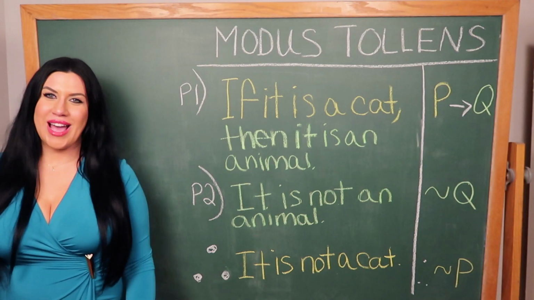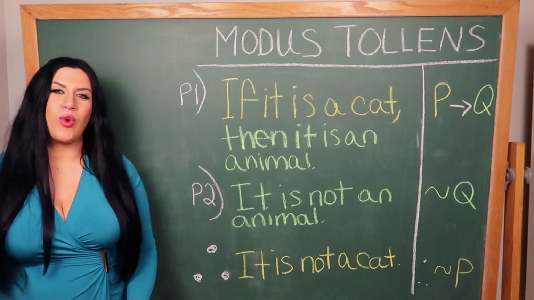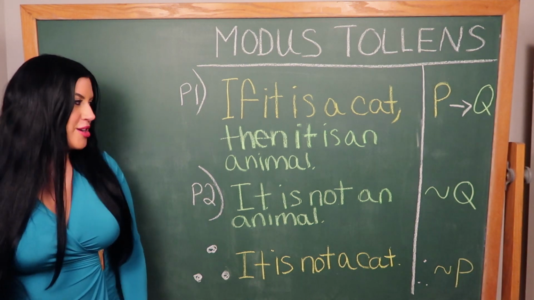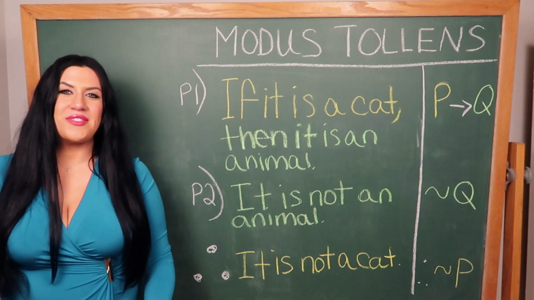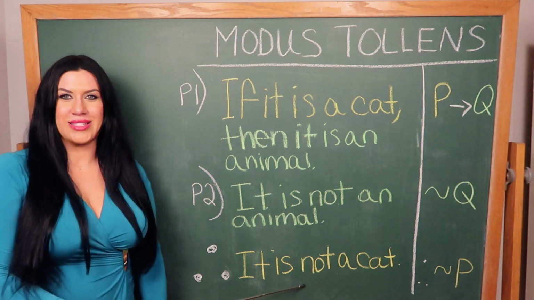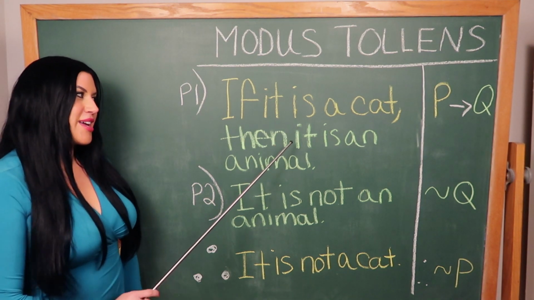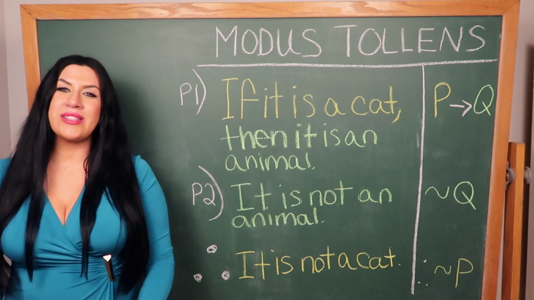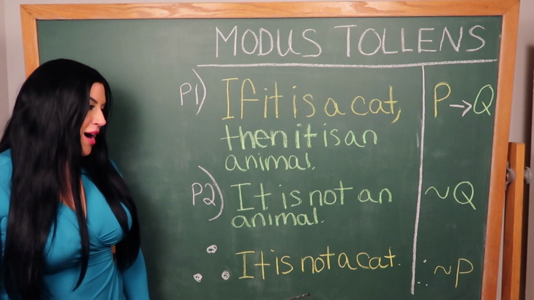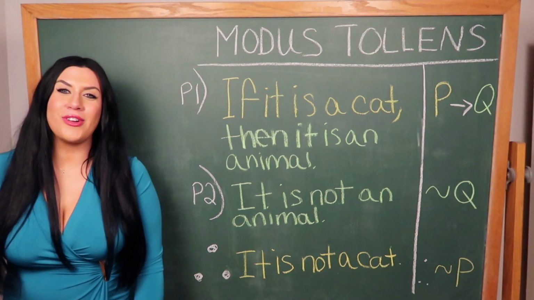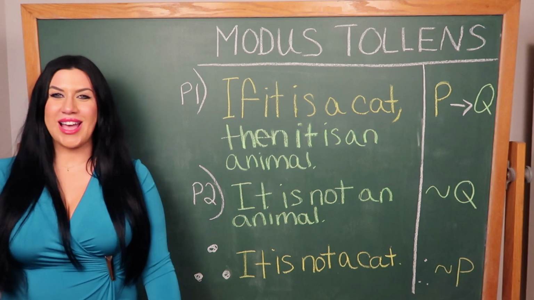This argument is sound. This conclusion is guaranteed to be true. We're assuming that the author of this argument truly is saying that the thing in question is not an animal. If it's not an animal, then it's impossible that it's a cat. It's impossible that it's a cat because if it's a cat, then it's an animal. So since cats are animals, and the thing in question is not an animal, then it is impossible that it's a cat. So this is our first example of an argument under Modus Tollens that is sound.